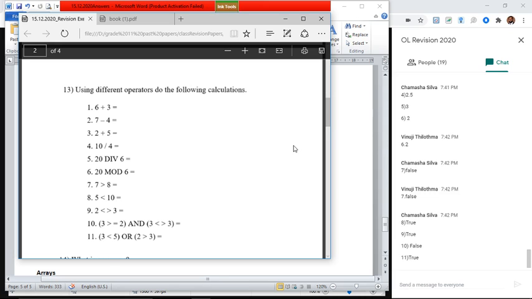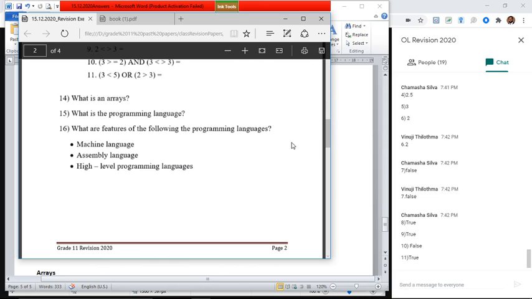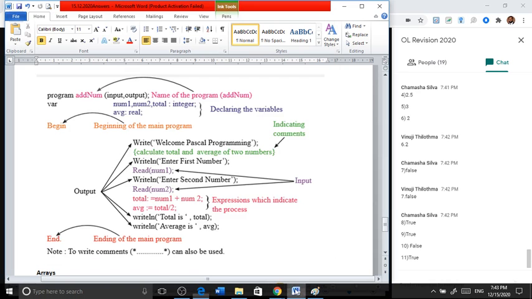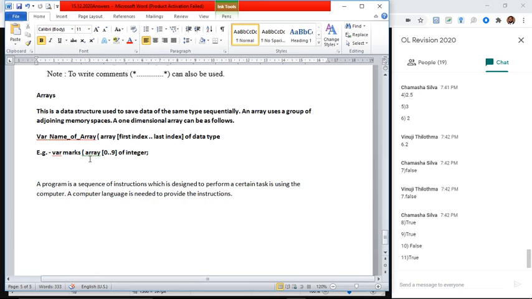No, right? Okay. So they have asked what is an array. So I have taken here array. Array is, right? You have to write this one. This is a data structure.